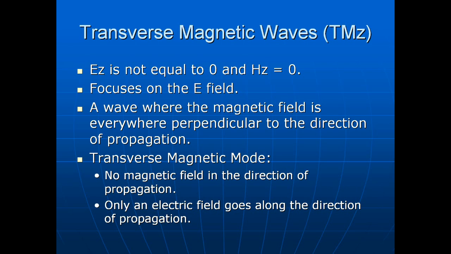The transverse magnetic waves, or TM waves for short, are mentioned because they are basically similar and operate under a certain mode called the transverse magnetic mode. In this mode, there will be no magnetic fields in the direction of propagation. They are called the E modes because there's only an electric field along the direction of propagation.